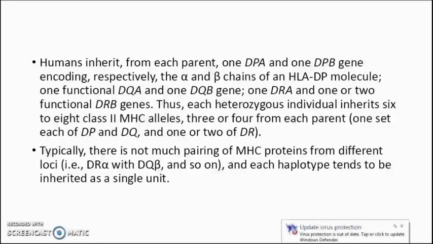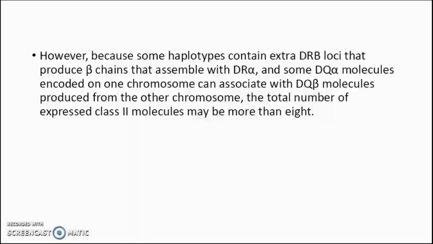Typically, there is not much pairing of MHC proteins from different loci, for example DR alpha with DQ beta and so on, and each haplotype tends to be inherited as a single unit. However, because some haplotypes contain extra DRB loci that produce beta chains that assemble with DR alpha, and some DQ alpha molecules encoded on 1 chromosome can associate with DQ beta molecules produced from the other chromosome, the total number of expressed class 2 molecules may be more than 8.